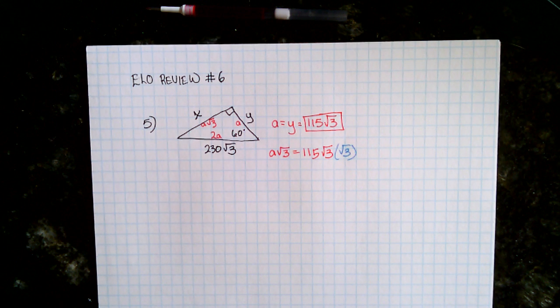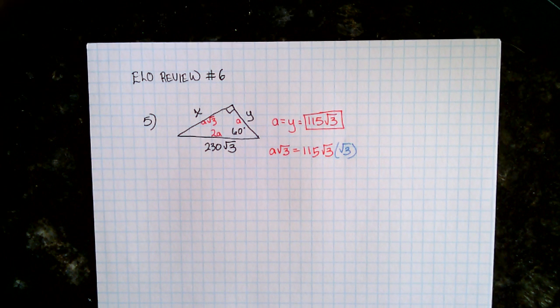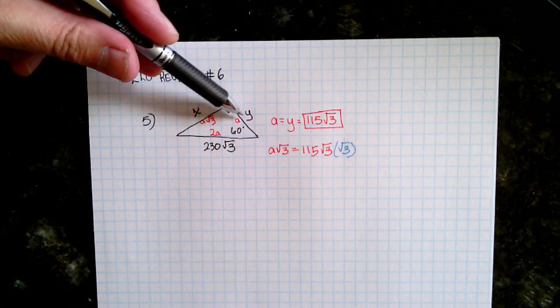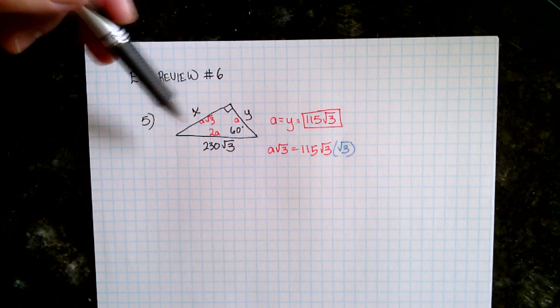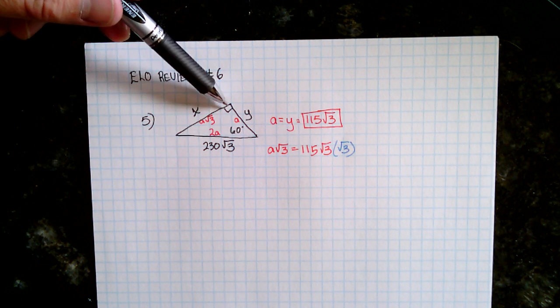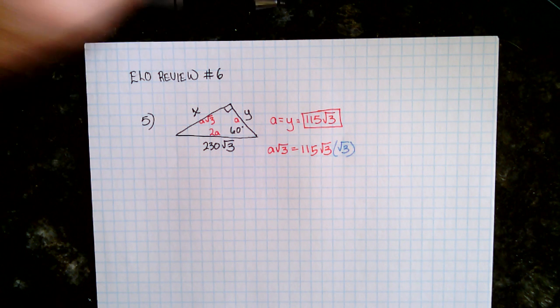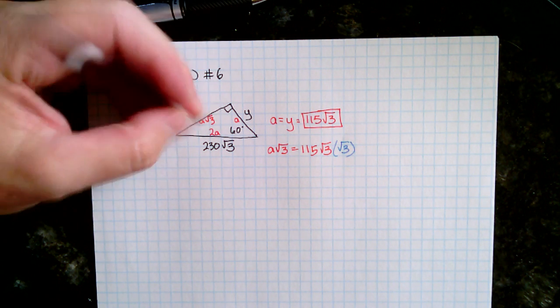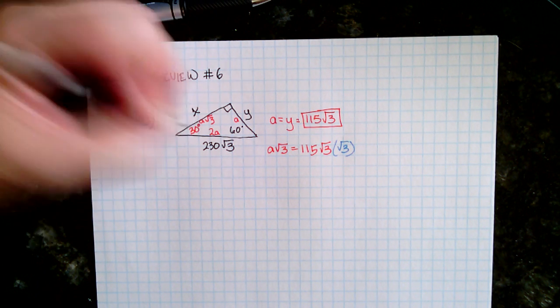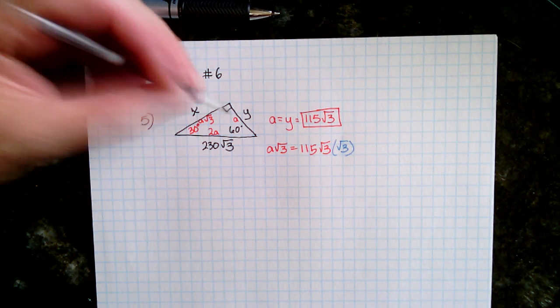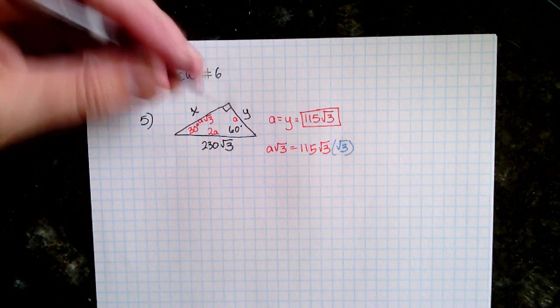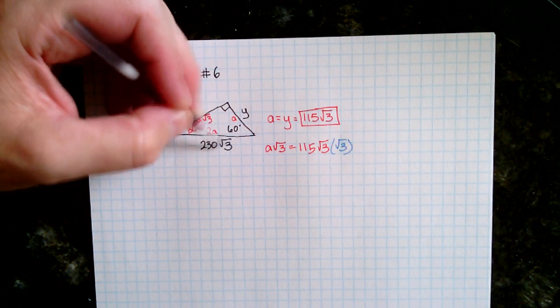Okay, this is ELO Review 6. Question number 5. We're supposed to find y and x given a 90-degree angle and a 60-degree angle. So we can deduce that the other angle is 30 degrees, making it a 30-60-90 right triangle. The hypotenuse is 230.